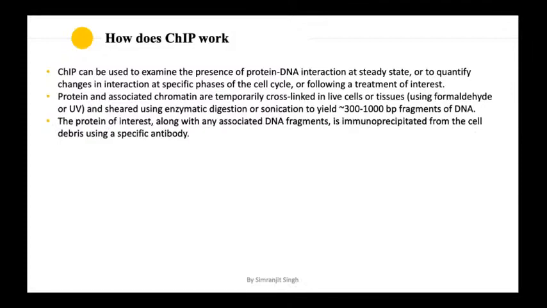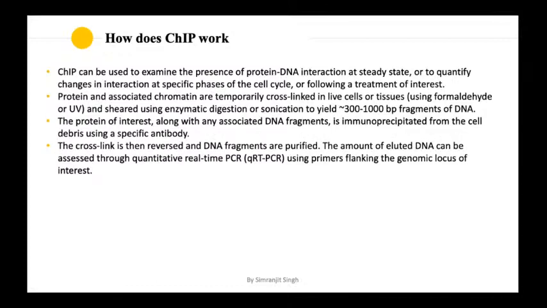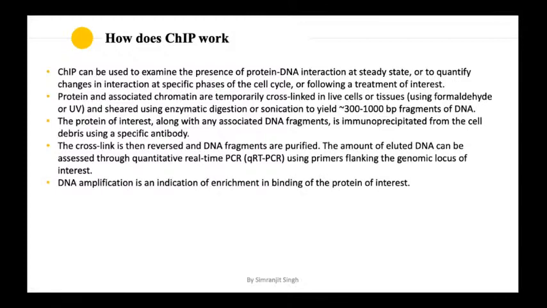So the protein of interest along with any associated DNA fragments is immunoprecipitated from the cell debris using a specific antibody. The cross-link is then reversed and then DNA fragments are purified and the amount of eluted DNA can be assessed through quantitative real-time PCR using primers flanking the genomic locus of interest. Then DNA is amplified, which indicates enrichment of the protein of interest. And there are some other modified ChIP techniques.